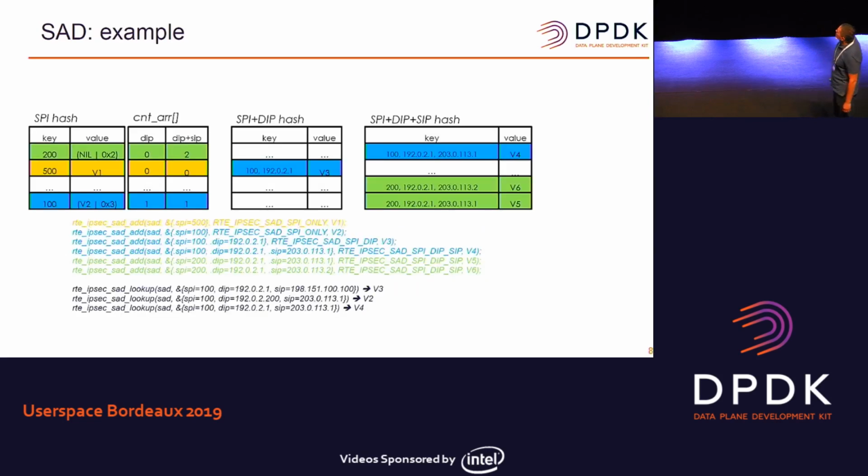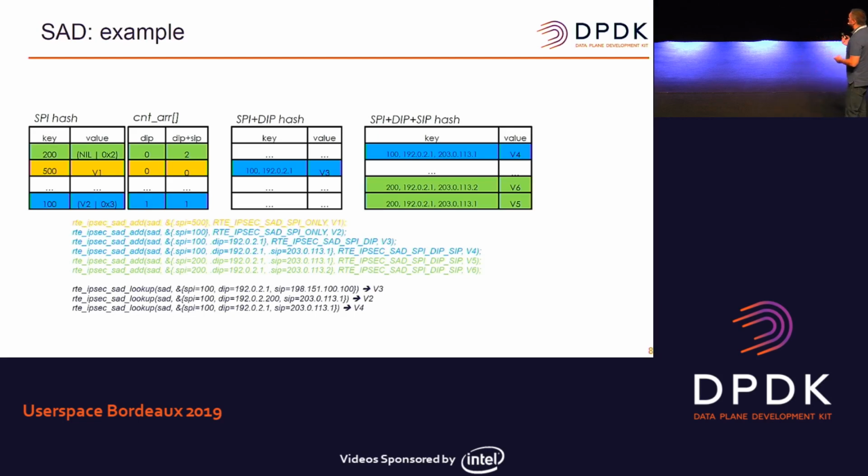Okay, so just some examples. Suppose at first we're just doing SAD add for SPI 500, and we want to put it into the SPI-only table. That's the simplest one. We're doing addition into our first table, and that's basically it. We don't have to do anything else. Same for the next one, where we're adding SPI 100, and again it's only SPI, same thing.